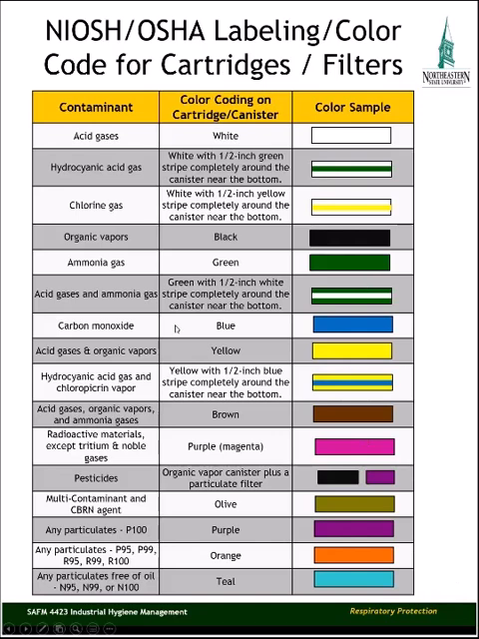If we know we are dealing with acid gases, we need to contact our supplier and order acid gas cartridges. Acid gas cartridges will have a white decal, not a white stripe, but the entire outside of that cartridge will be white. Hydrocyanic acid, a specific type of acid that you may encounter in some workplaces, is white with a 1/2-inch green stripe. Chlorine gas, yellow with a white with a yellow stripe.